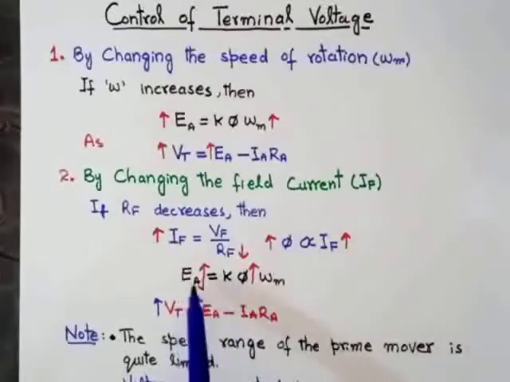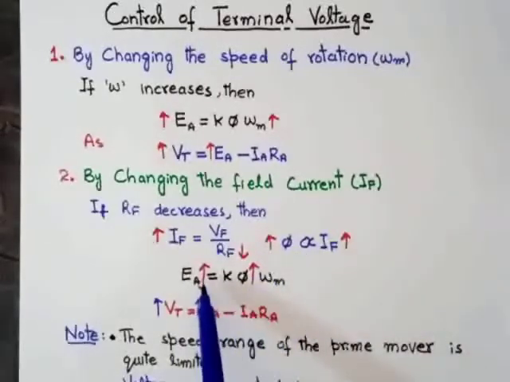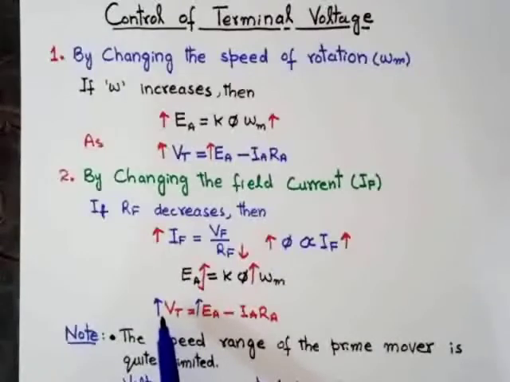And EA is equal to K phi into omega. When the flux increases, the internal generated voltage will increase. And due to this, the terminal voltage will increase as well. So, by using these two methods, we can change the terminal voltage or output voltage.